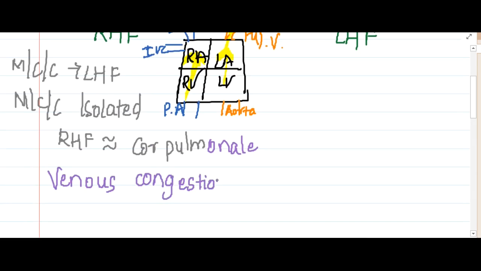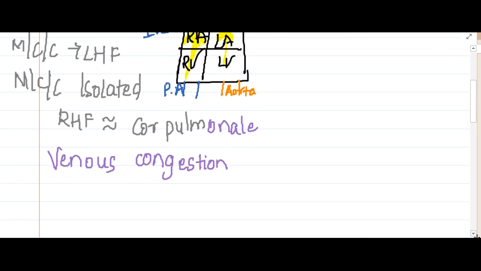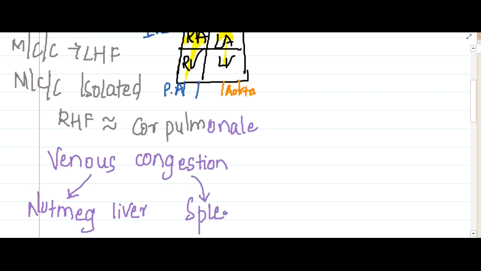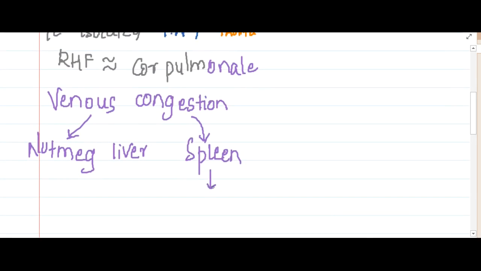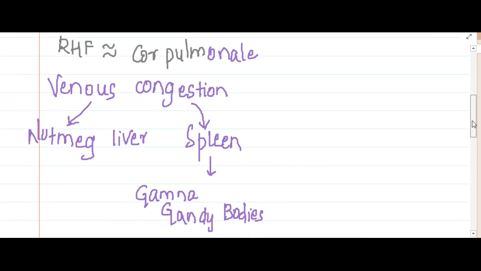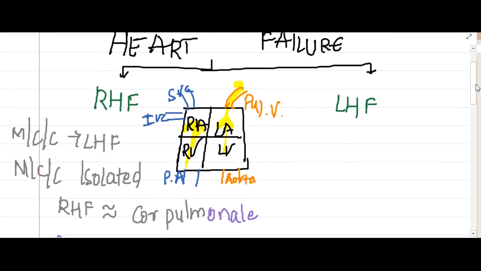From the inferior vena cava, when this back pressure goes to the liver, it results in a condition called nutmeg liver, where there is congestion of the liver secondary to the right heart failure. In the spleen also, congestion is seen secondary to the right heart failure, and in the spleen some special structures called Gamna-Gandy bodies are seen. So this is about the histological features of liver and spleen which you see in right heart failure.